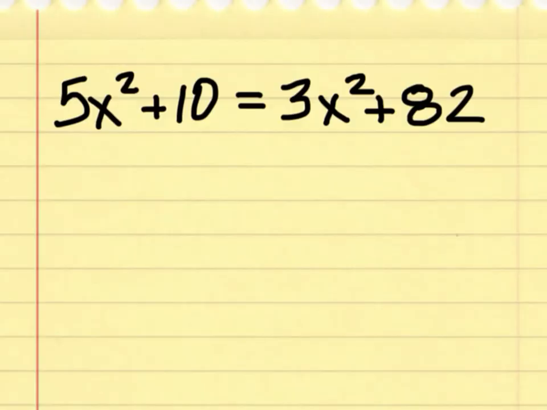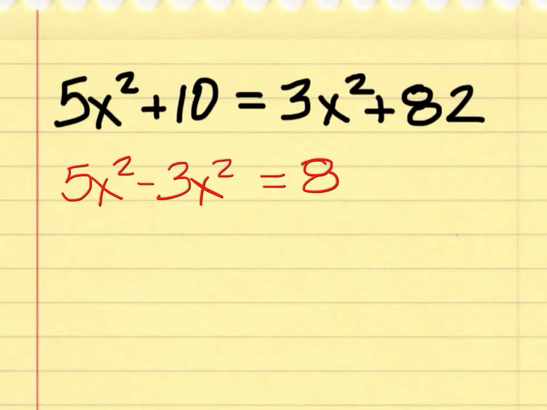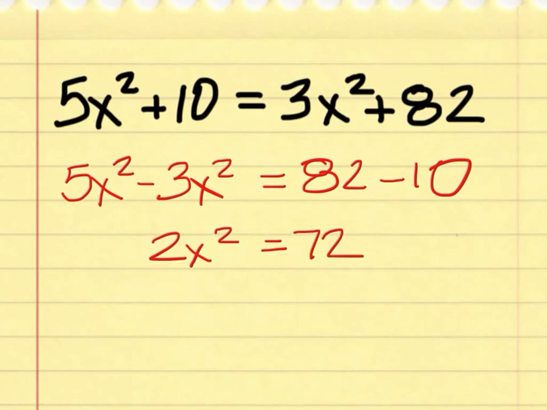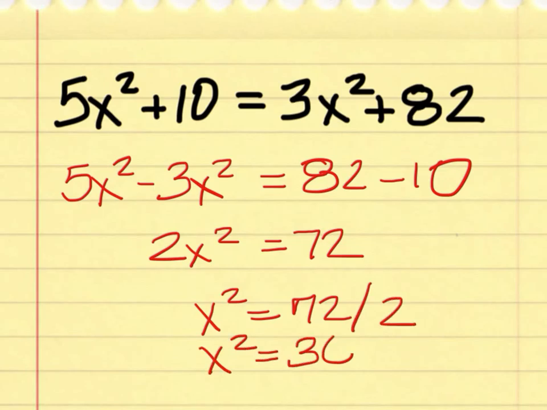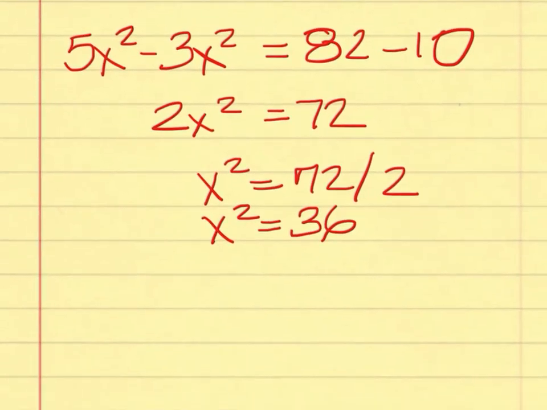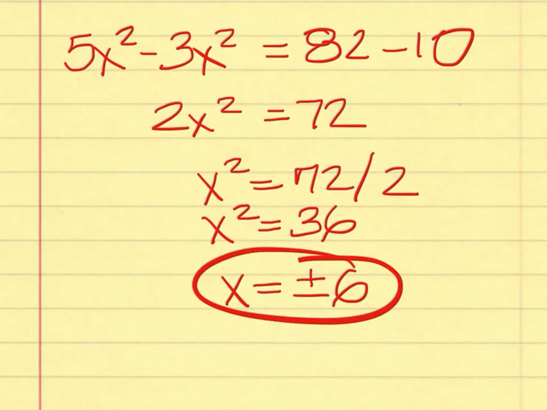5x squared plus 10 equals 3x squared plus 82. For this problem, you must have 5x squared minus 3x squared equals 82 minus 10. That would be 2x squared equals 72. X squared equals 72 divided by 2, which means x squared is 36. If you take the square root of both sides, you end up with x equals plus or minus 6.